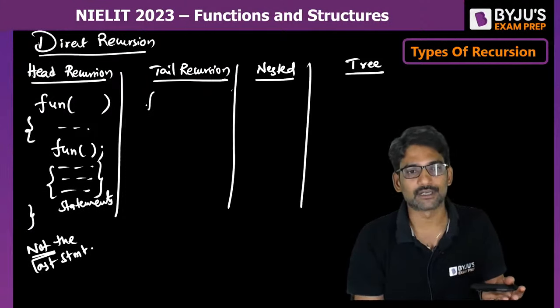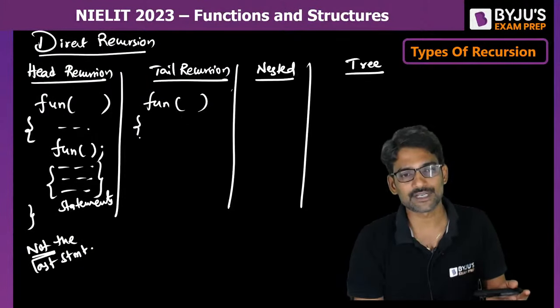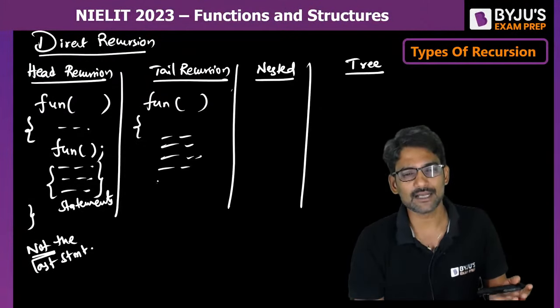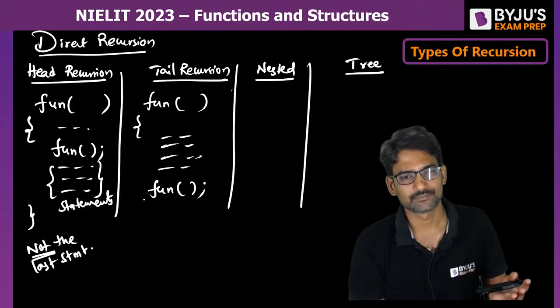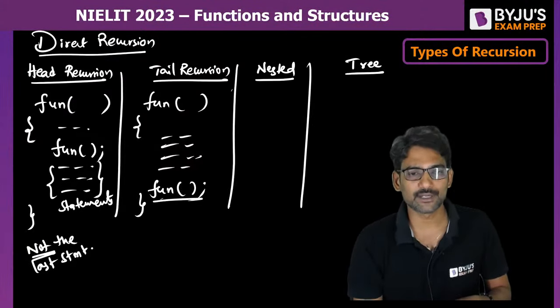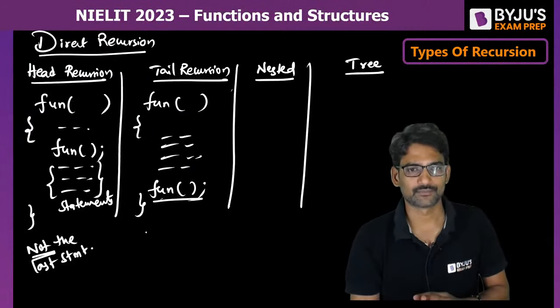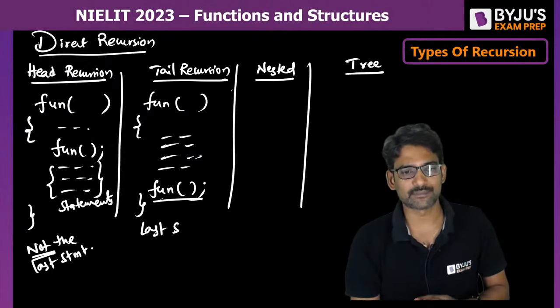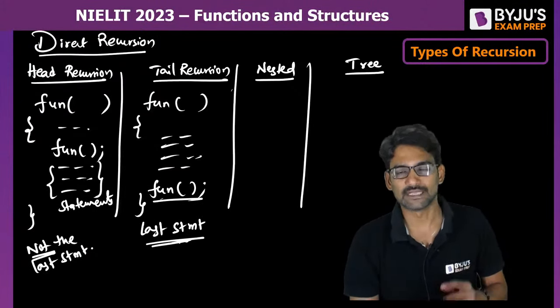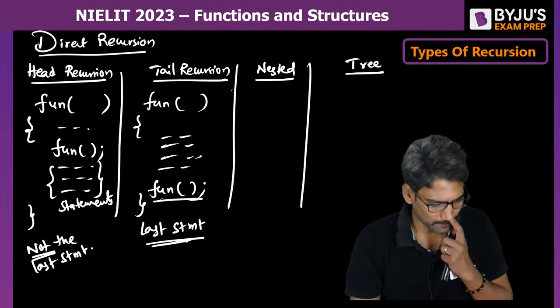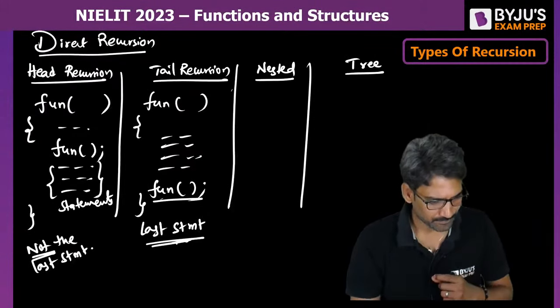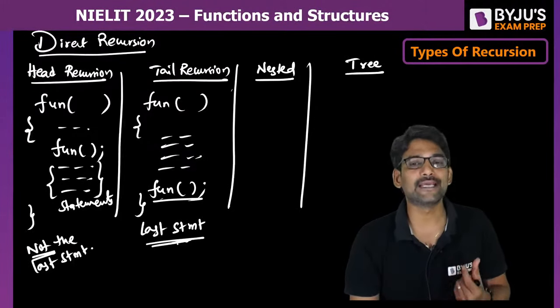Tail recursion is the reverse. The recursive statement is the last statement. Means after you call itself, there is nothing more to execute. So the recursive statement is the last statement in that function. That is called tail recursion.